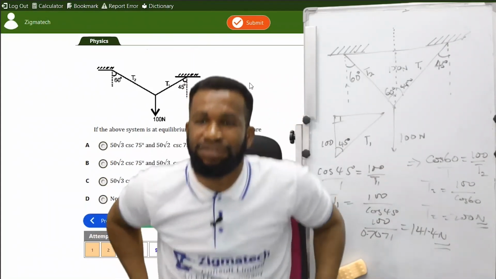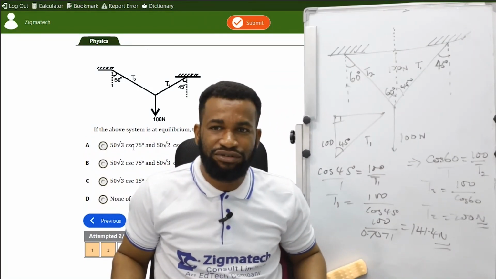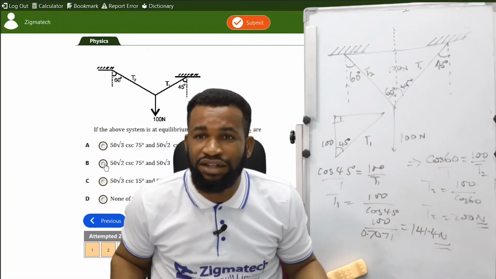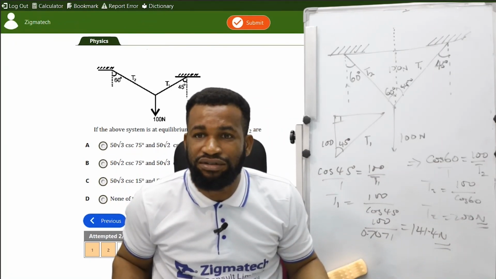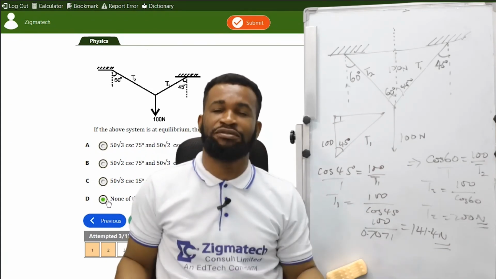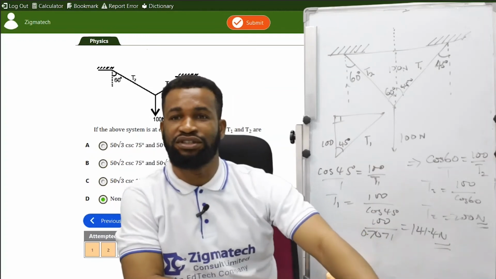Do I have anything like that on this? Okay, let's look at the options. Option A, there is no 200. So once I see 200, I know I'm correct. Option 2, there is no 200. Option 3, there is no 200. None of the above. I am choosing none of the above because none of them has my force, 200 Newton.